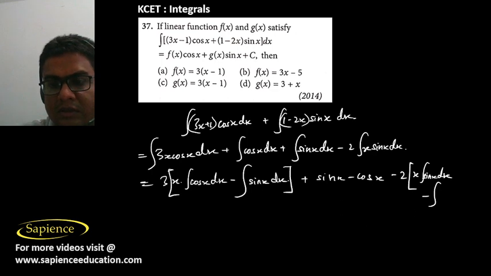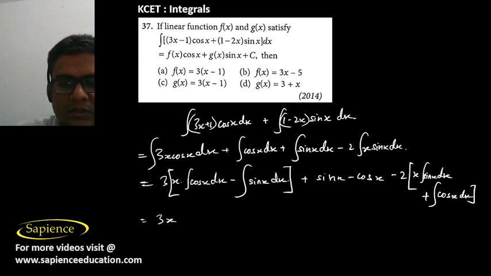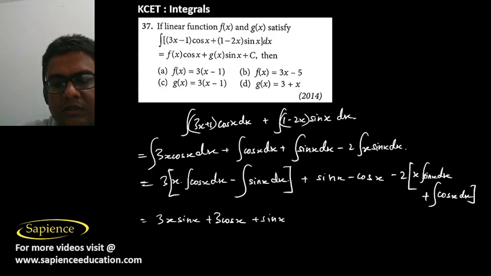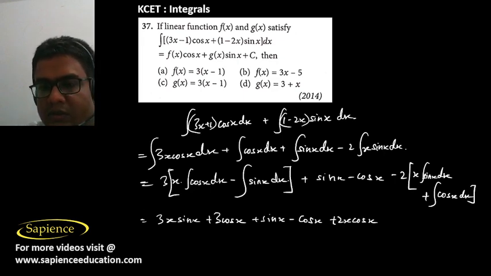So this will be 3x into sin x, plus 3 cos x, plus sin x, minus cos x, then minus 2x times the integral of sin x, that is minus cos x, so this is plus 2x cos x, and the integral of cos x is sin x, this is minus 2 sin x plus c.